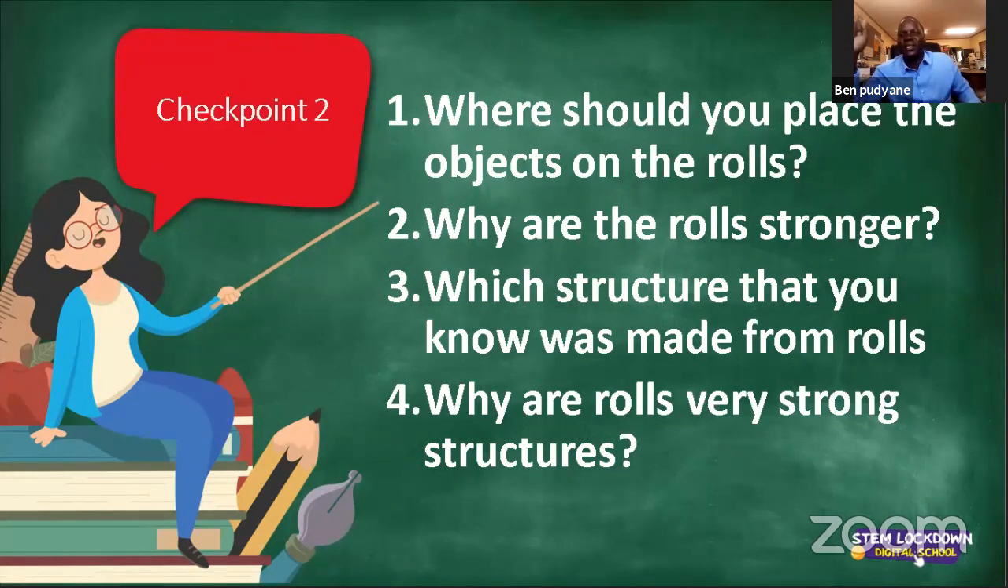The last 2 lessons, we learned that the more you add layers of a material, it becomes stronger. So the rolled paper, simple, the roll means a lot of layers, then it will be stronger. It's obvious. Then number 3, which structure that you know was made from rolls? What do we call the structure made from rolls? What is the name of that structure?